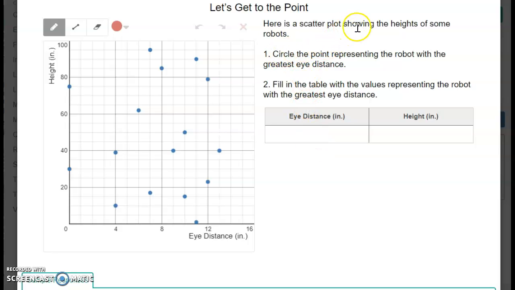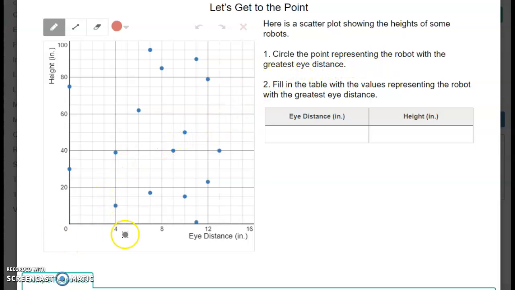Finally, here is the scatter plot showing the height of some robots. Each of the dots represents a different robot, and each dot represents the eye distance and the height. So each robot gives you 2 different data points: one describes its eye distance, the other gives you its height. Circle the point representing the robot with the greatest eye distance.